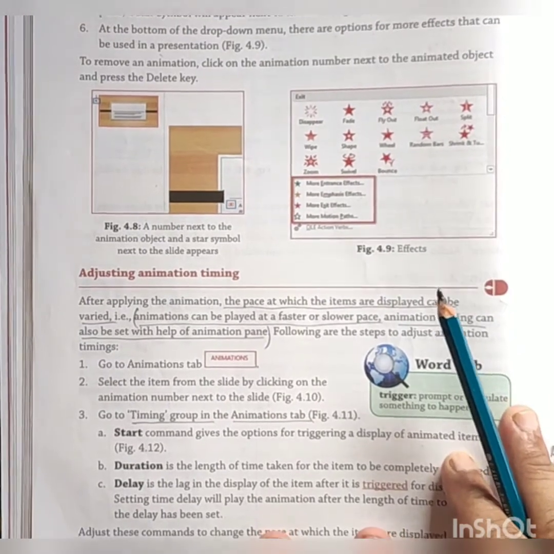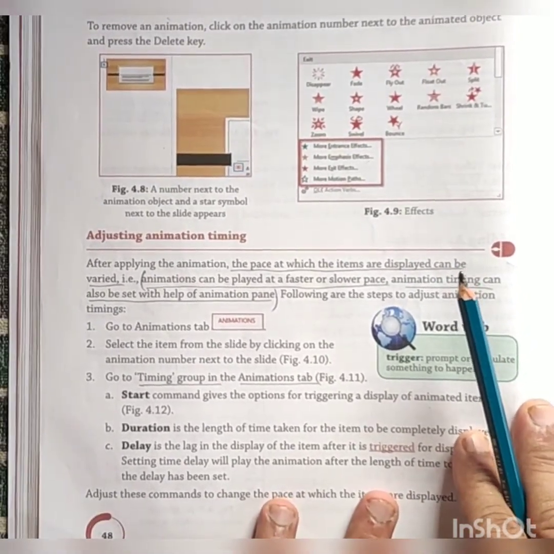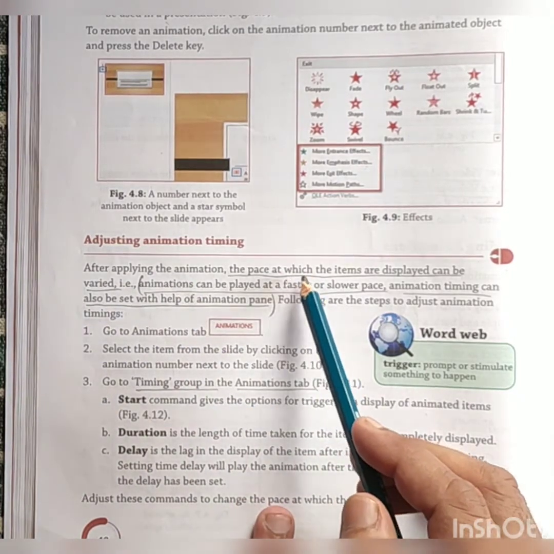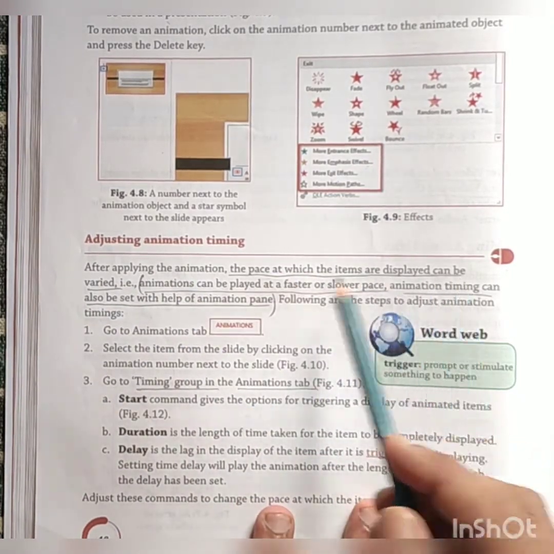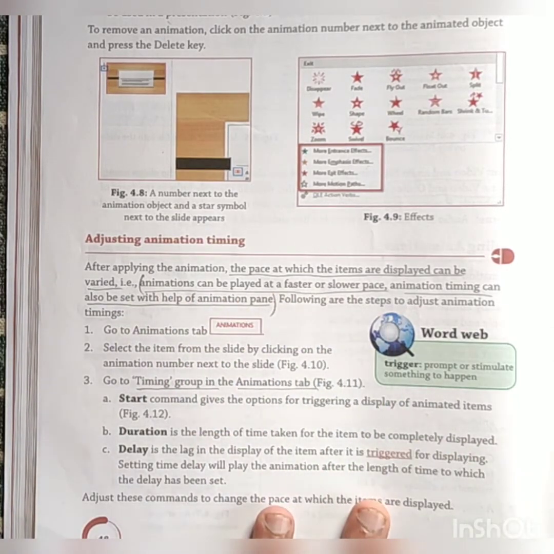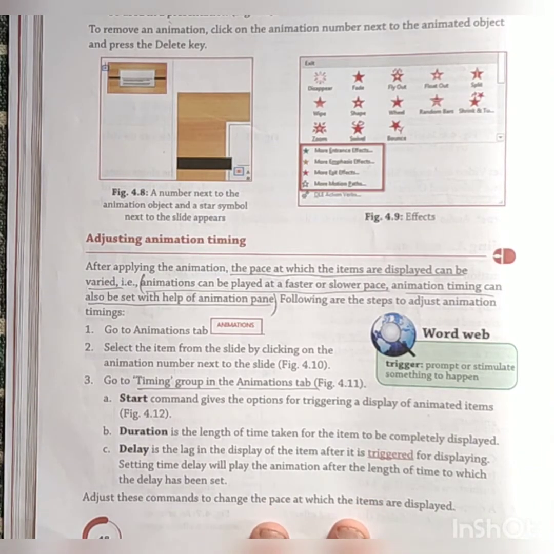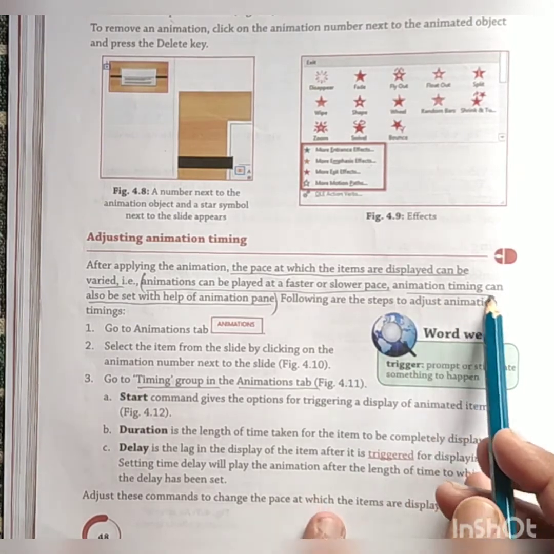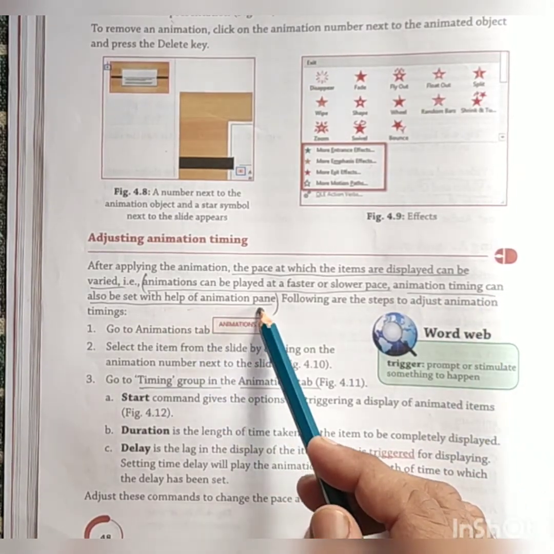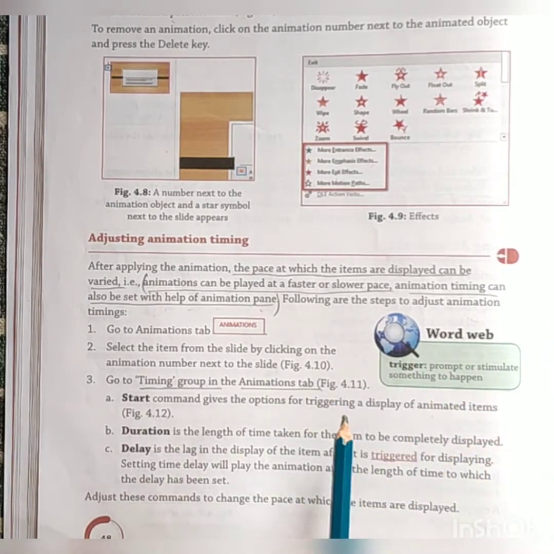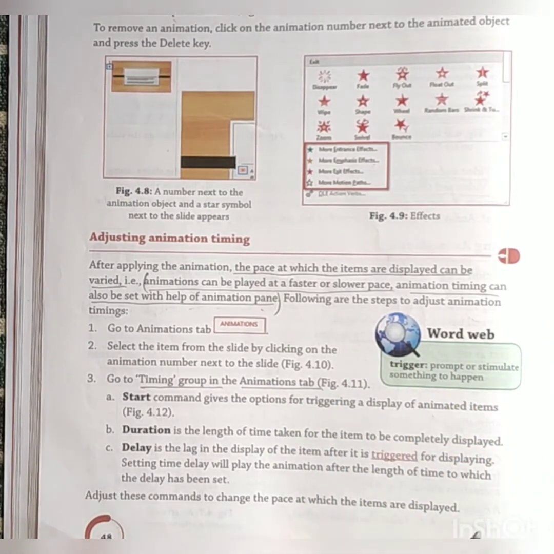Now there's a good feature, adjusting animation timing. After applying the animation, the pace at which the items are displayed can be varied. Animation can be played at a faster or slower pace. We can make it faster, we can make it slower also. Animation timing can also be set with the help of the animation pane. With it we can set the effects to maybe 3 seconds, 4 seconds, 5 seconds, 10 seconds or more.